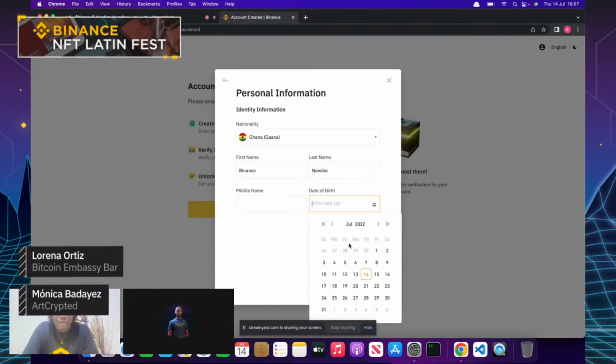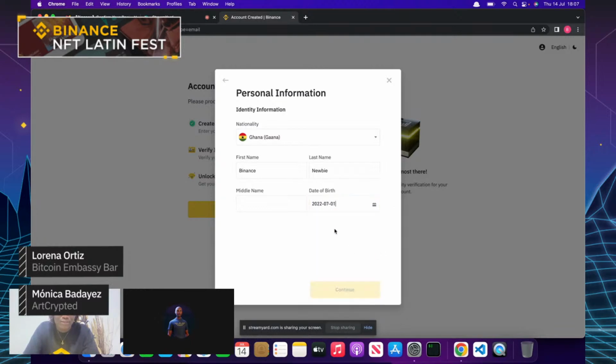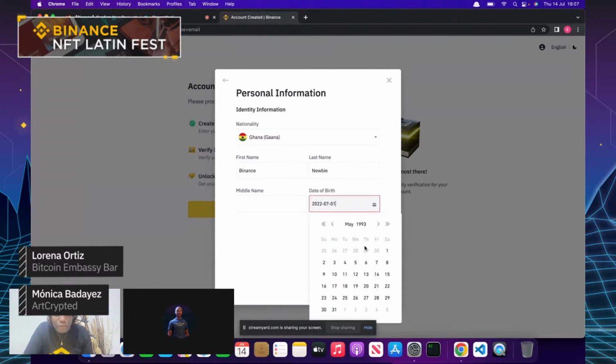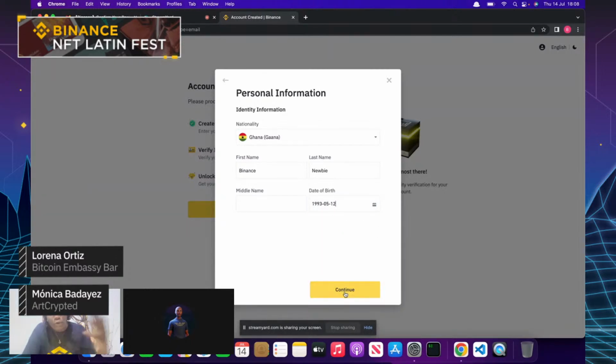Let me choose a date of birth. So let me just choose something. 1st July. Definitely not 2022. Let me just look for something interesting. 1993. Okay, so we got that covered, and that is it. Okay, sorry, looks like that didn't select. Let me just see. So basically, you're just going to go through the entire process. Let me just choose something random. All right, so we can continue from here.